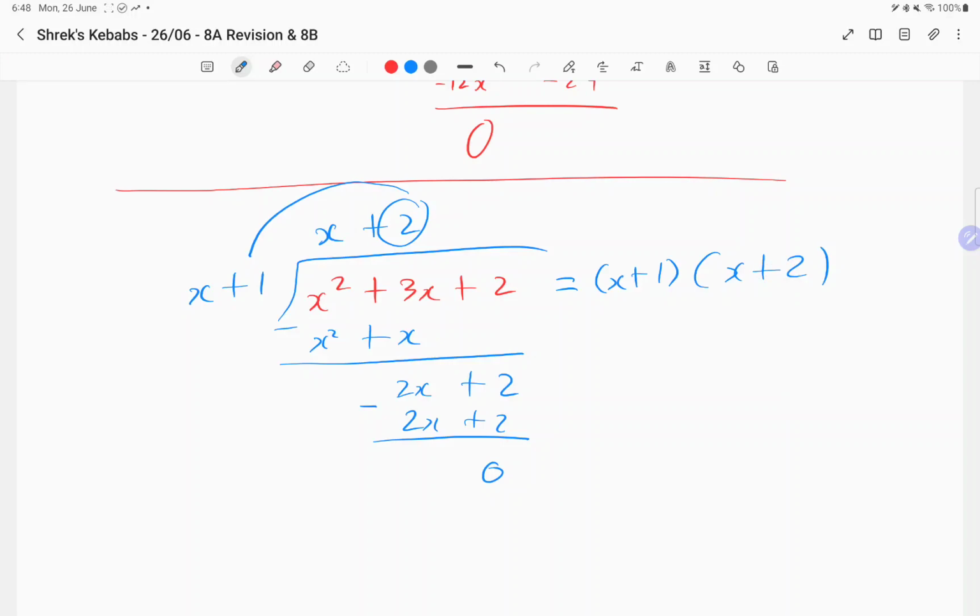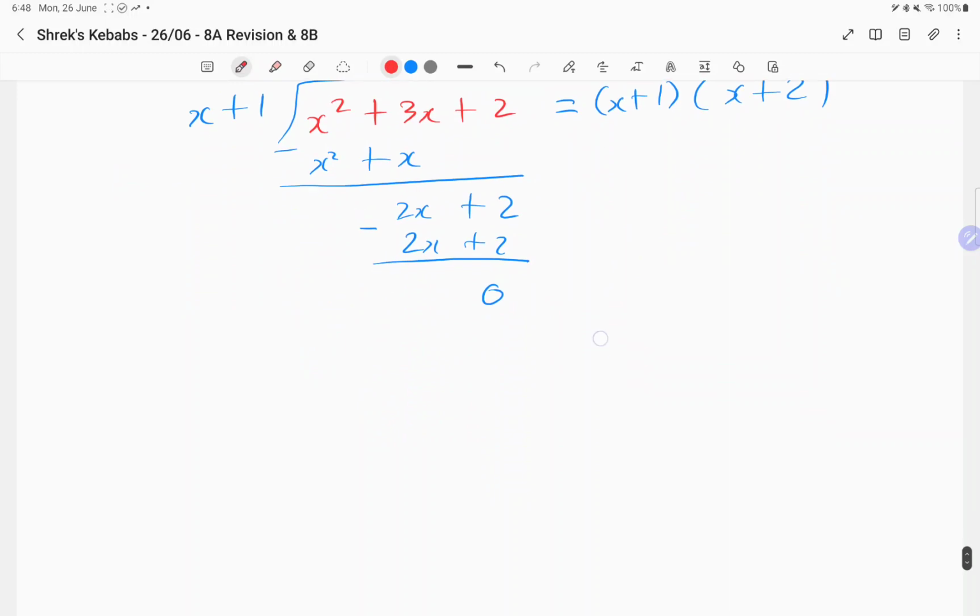This is so tricky. It is tricky, okay? It is tricky. Now the next question, I will.